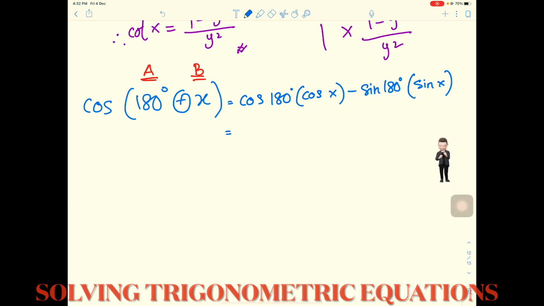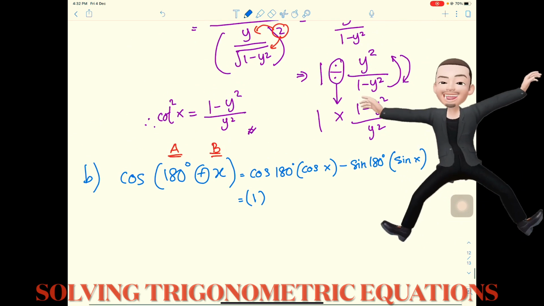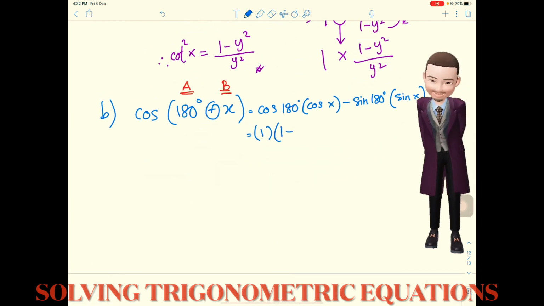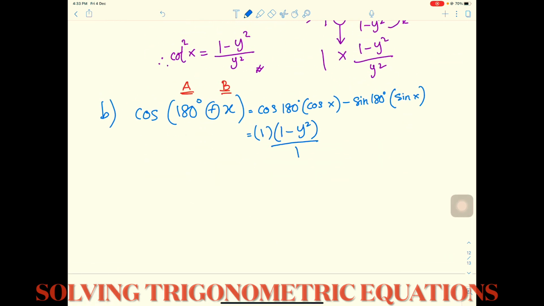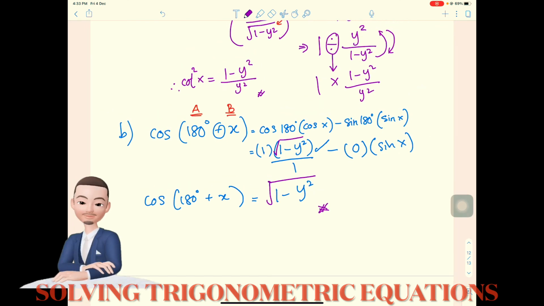Cos 180, if you use your calculator, equals negative 1. And cos x, from here, equals the square root of 1 minus y squared over 1. Then minus sin 180, which equals 0, so sin x times 0 equals 0. So cos of 180 degrees plus x equals the square root of 1 minus y squared. I forgot to put the square root earlier, so that is the final answer.